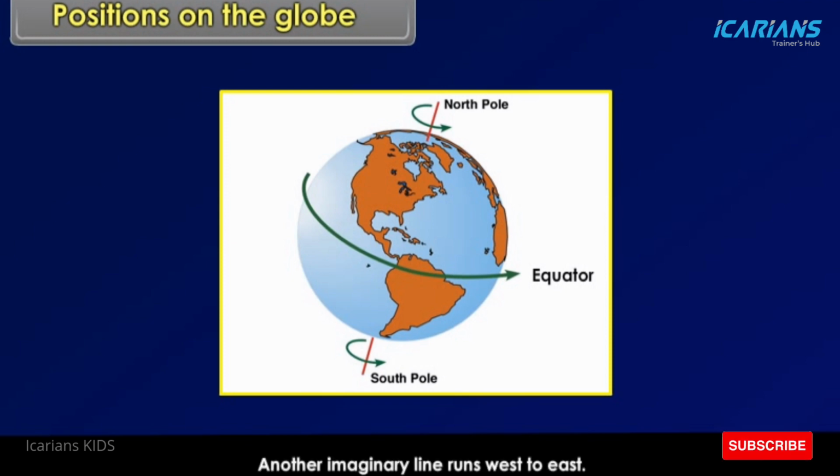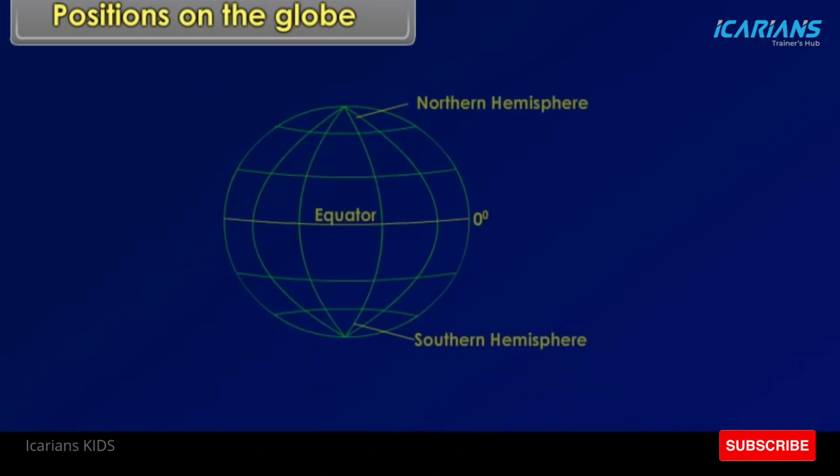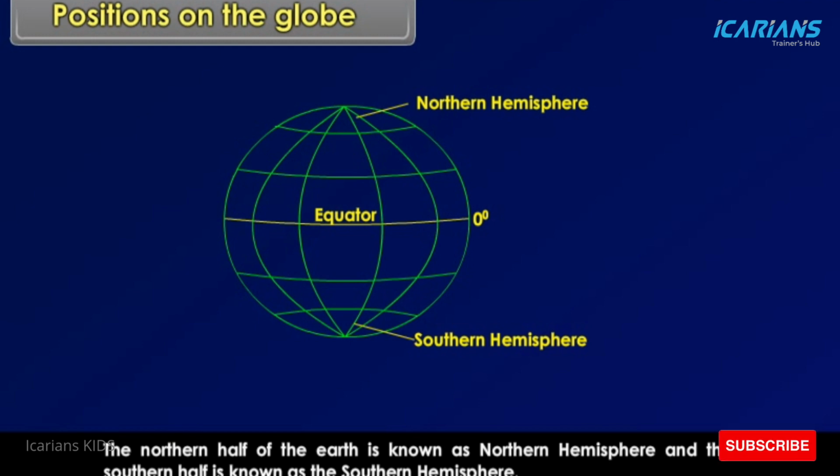Another imaginary line runs west to east. It divides the earth into two equal parts. This imaginary line is known as the equator. The northern half of the earth is known as the Northern Hemisphere and the southern half is known as the Southern Hemisphere.